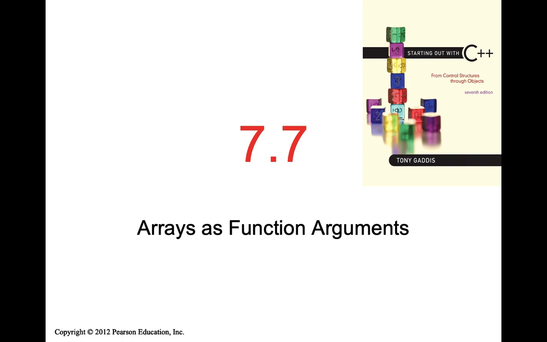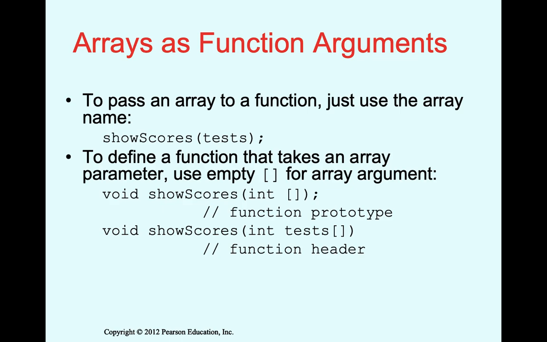Can we use arrays as function input? Yes, for sure. To pass an array to a function as an argument, we just write the name of the array. If you want to write the prototype, you write int, the type of the array, and these brackets. If you want to write the header, you write int and the name of the array and these brackets.